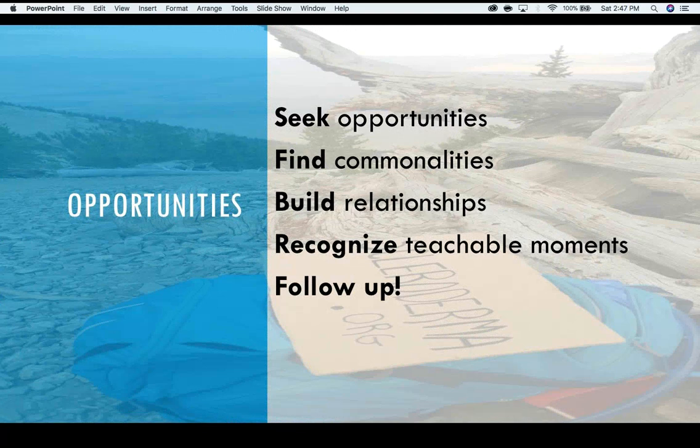As Shelley was just saying, there are many opportunities that you can use to advocate on behalf of people with scleroderma. Seek out opportunities to advocate. Find some commonality so you can begin to build relationships with others. Look for teachable moments and build alliances, as there is strength in numbers. Continue to follow up with all of those that you encounter.